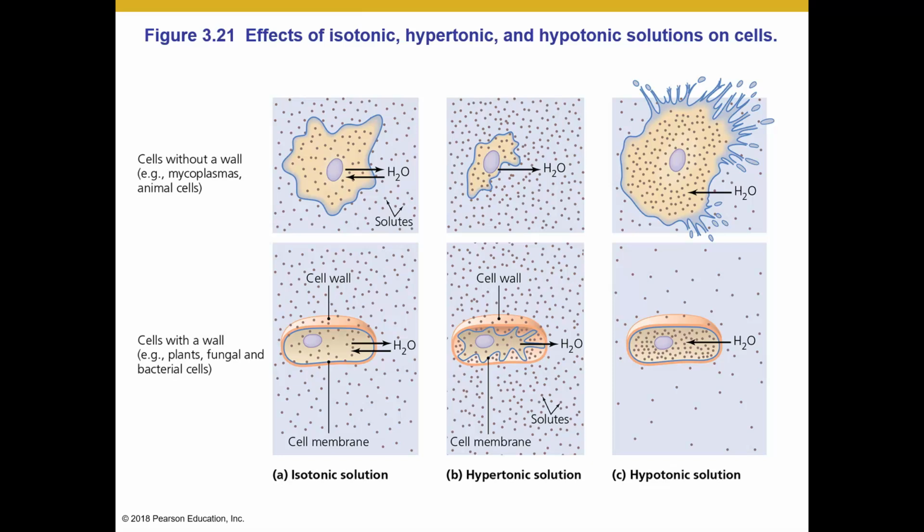Clinical connection: this is why IV fluids are isotonic, like 0.9% sodium chloride. Too much or too little salt would damage red blood cells.